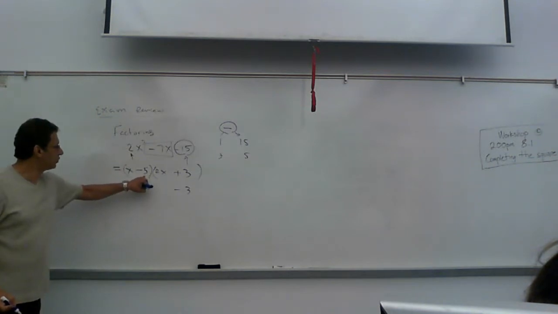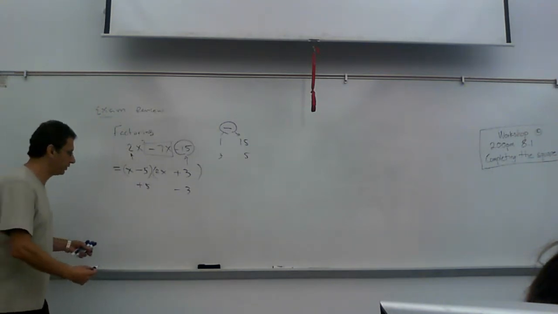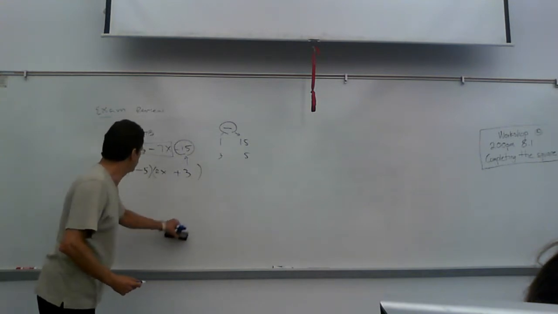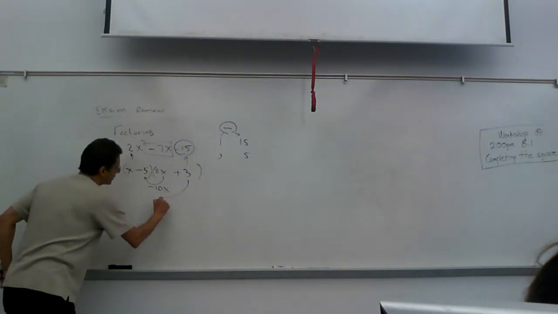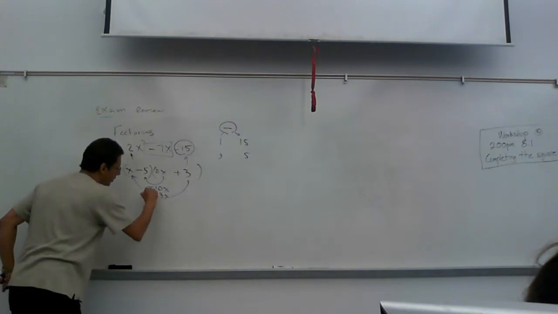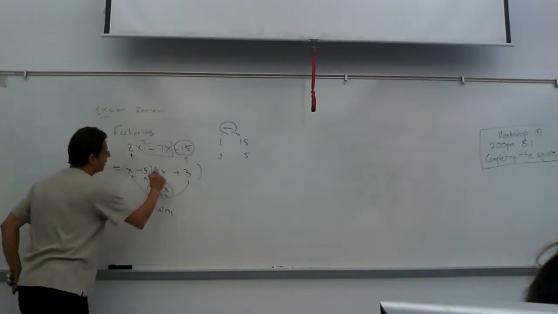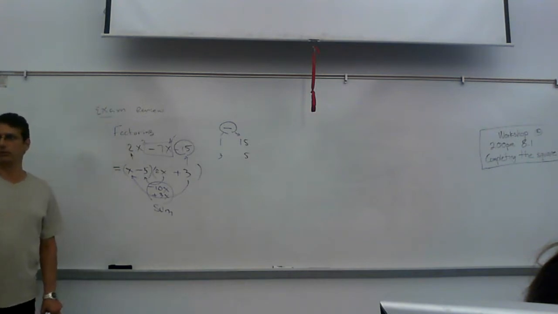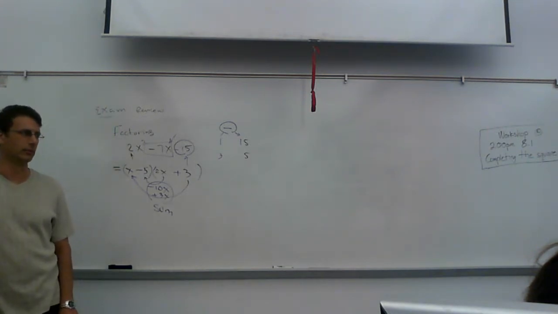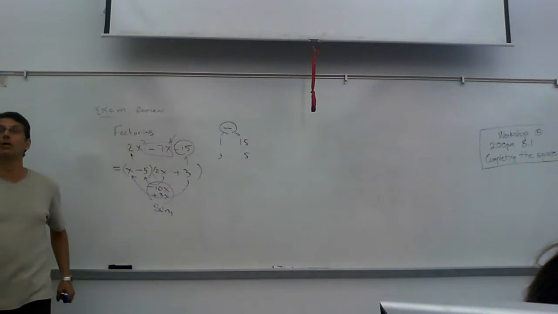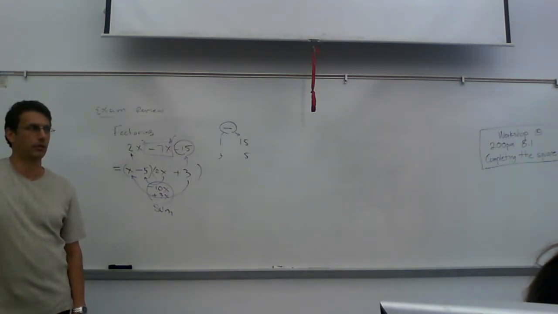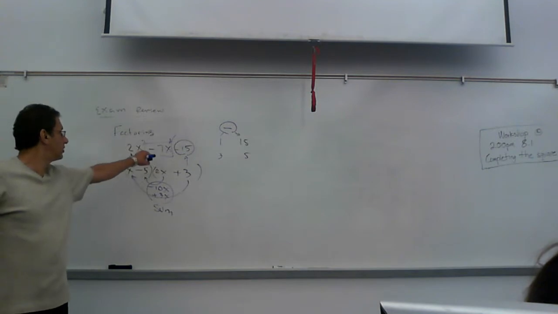Do you see that if you use +5 and -3, they don't work? But look at this one. If you use it the way it's put up here, this gives you what? -10x. This gives you what? +3x. And the sum is what you're looking for. That's how you check the middle term. This is the trial and error. And quite a few had those signs reversed, simply because they didn't check the middle term.